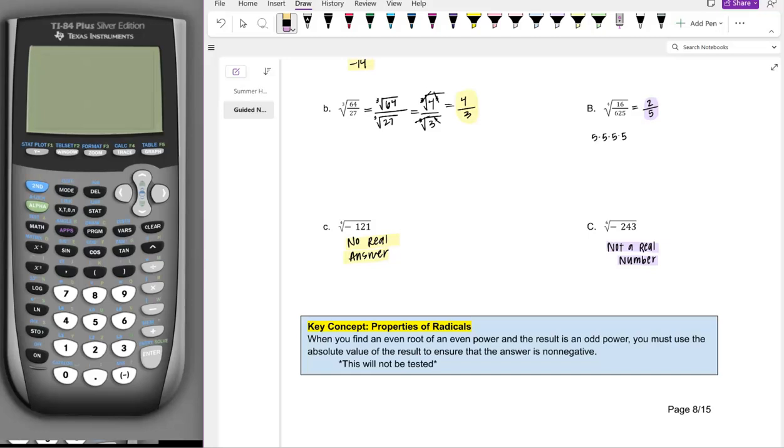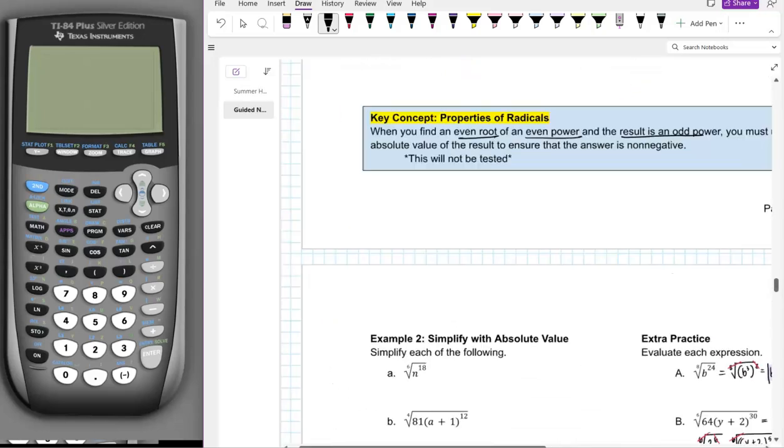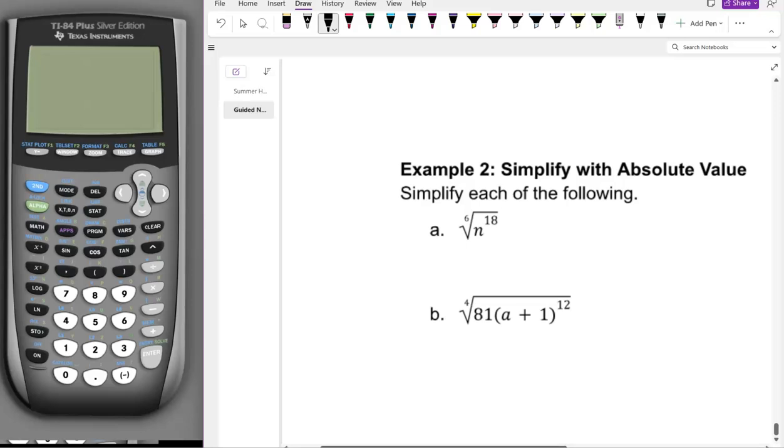Here's the thing. If you find an even root of an even power and the result is an odd power, you have to use the absolute value of the result to ensure that the answer is non-negative. So I would just suggest remembering: even root of an even power and the answer is odd. That's when you use an absolute value. Let's do some practice with that together.